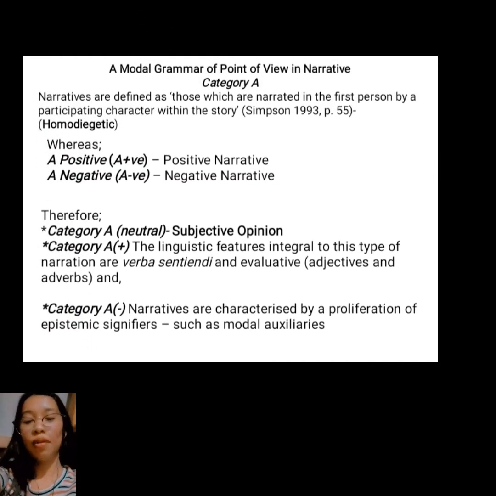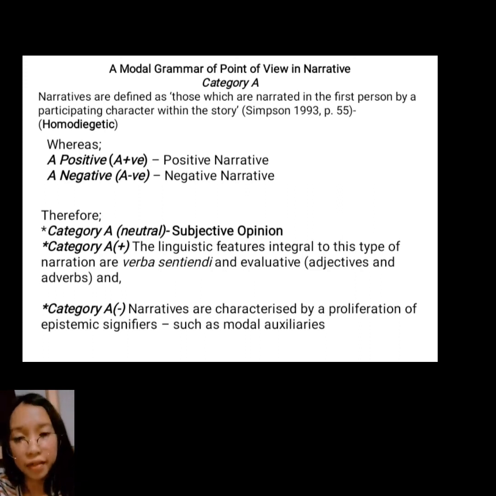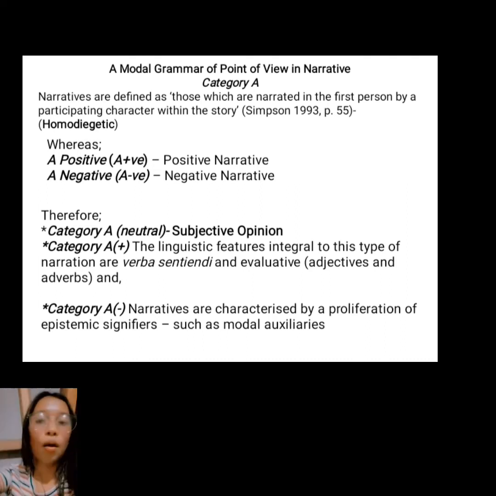Now let's proceed to the modal grammar of point of view in narrative. We have Category A and Category B narratives. Category A narratives are defined by the first person, a participating character within the story, while Category B narratives are all related by a third-person narrator who is not a participant in the story. Category A positive: the linguistic features integral to this type of narration are verba sentiendi and evaluative adjectives and adverbs, and this is coupled with the employment of deontic and volumic modal indicators.